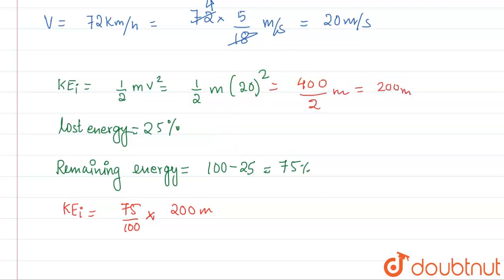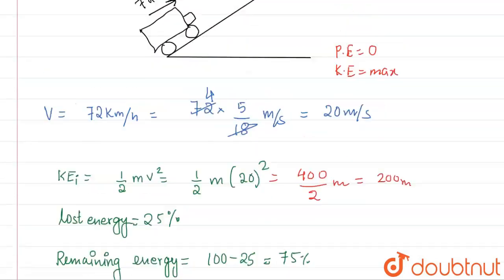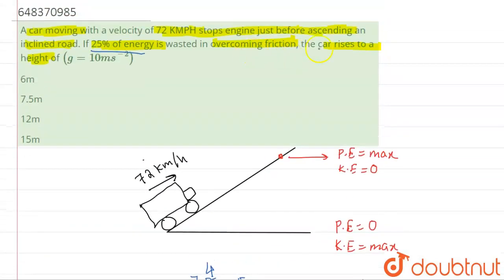Now this is 3 by 4 into 200 m, which comes out to be 150 m. So we found the initial kinetic energy. Also we have been told the car rises to a height. We don't have to find this length along the incline. We need to find this height.